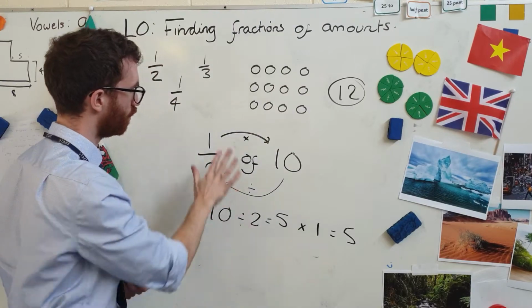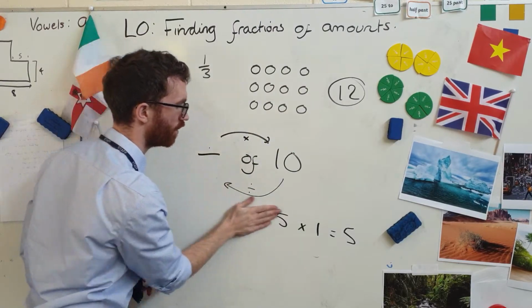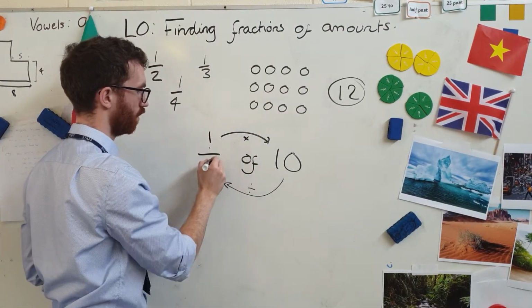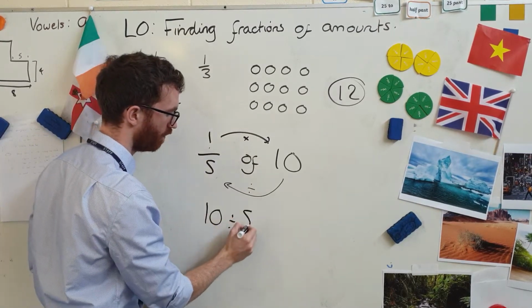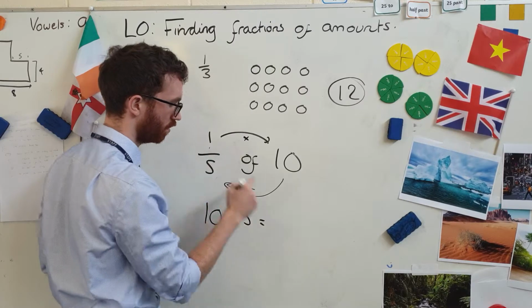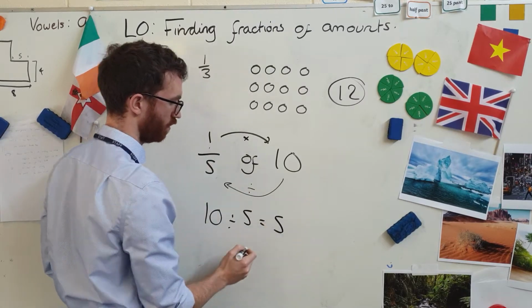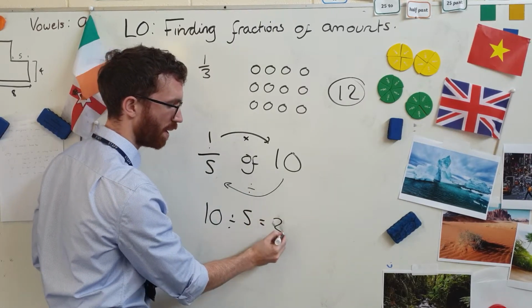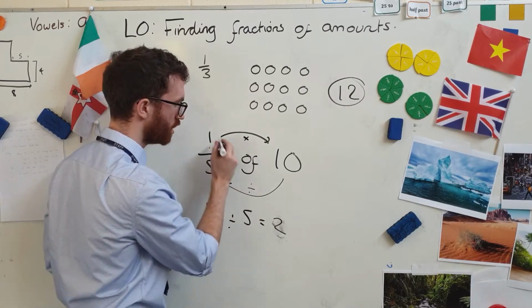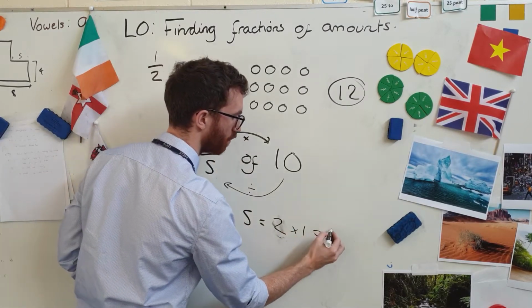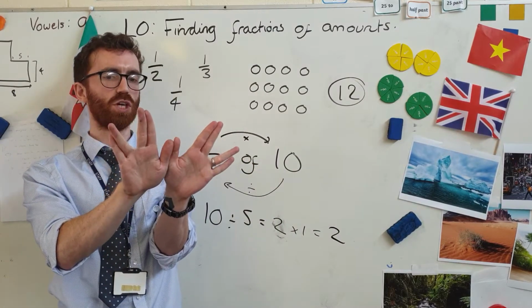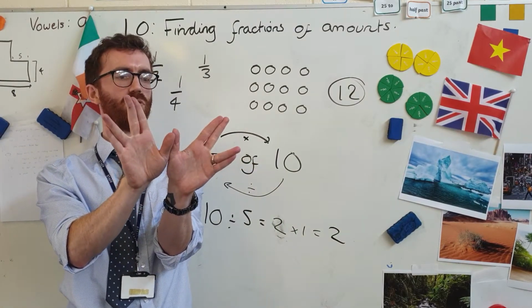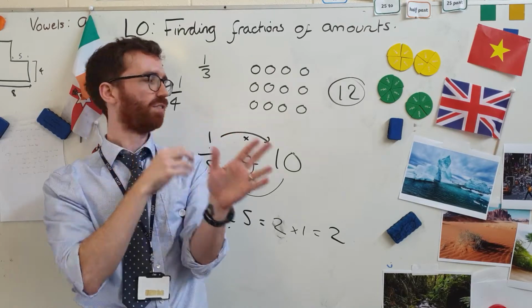Okay, what if I wanted to find 1/5 of my fingers? 1/5 of 10. 10 divided by 5 equals 2. Can't do my maths. 10 divided by 5 equals 2. Times the numerator, times 1, equals 2. So 1/5 of my fingers is 2. Let's have a look. Let's put them into fifths. 2, 2, 2, 2, 2. Yeah, 1/5 of my fingers is 2.